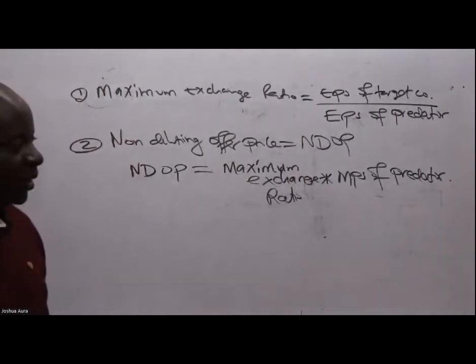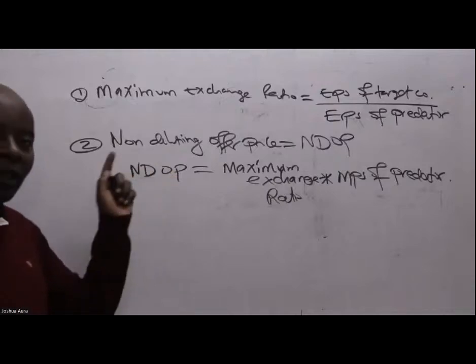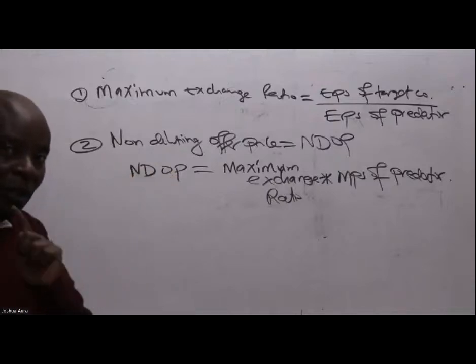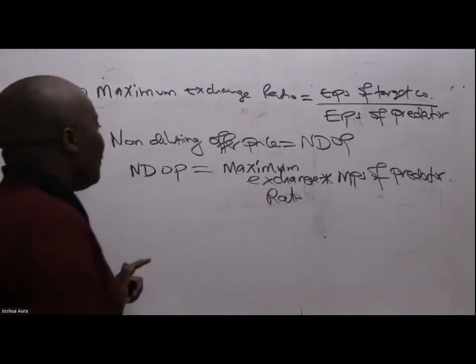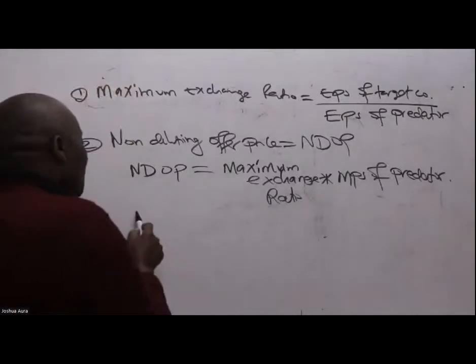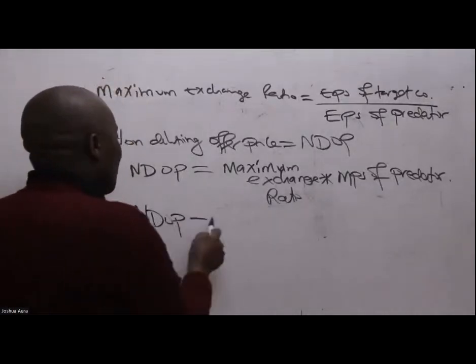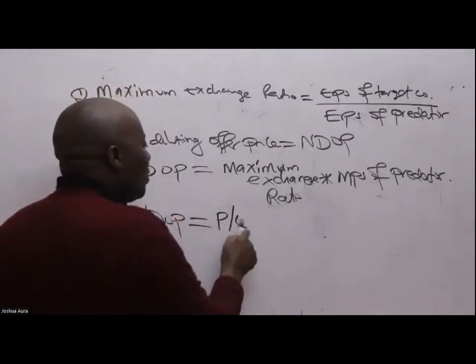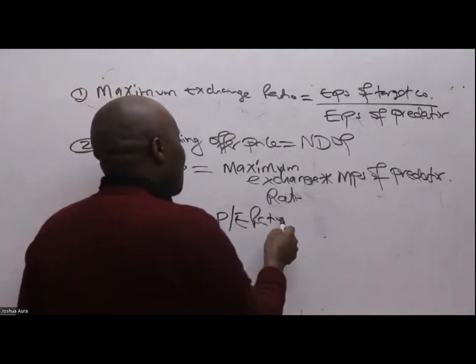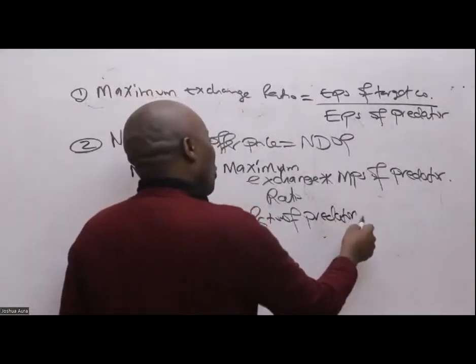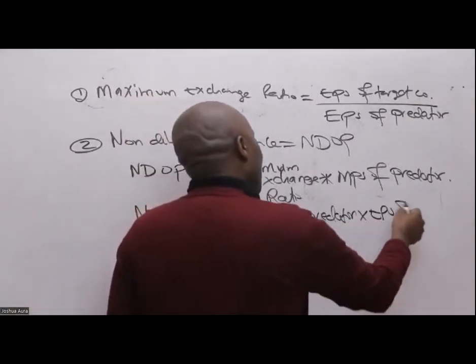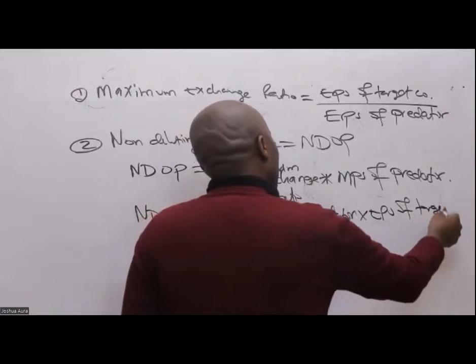Very, very important. And if you would want to derive this, like what I'm seeing Mr. George doing there, Mr. George is a bright student. Remember we said that NDOP, if you want to use the longer formula, is PE ratio of predator times EPS of target.